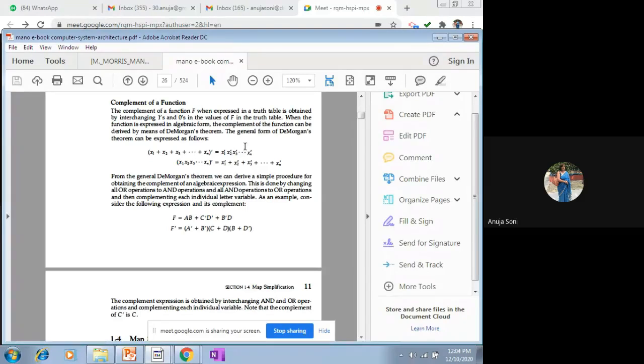The complement will come individually to all the variables, and in between, the OR operator will be replaced by the AND operator. And this is the other form of De Morgan's law: if in between there is AND and you have applied the complement, how will it be expanded? Whenever it is expanded, this AND will be replaced by the corresponding OR gate, and then the complement will come individually to all the variables.